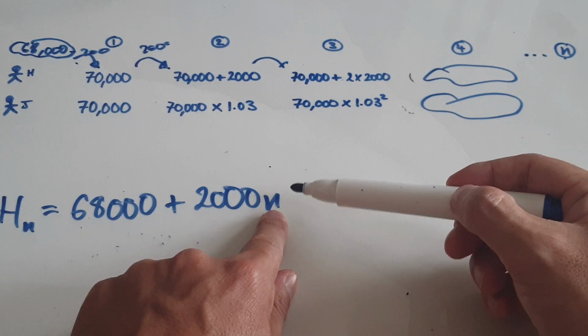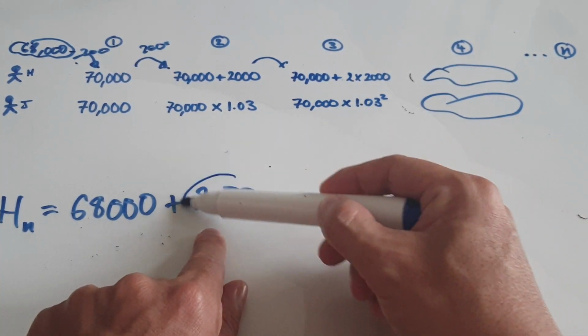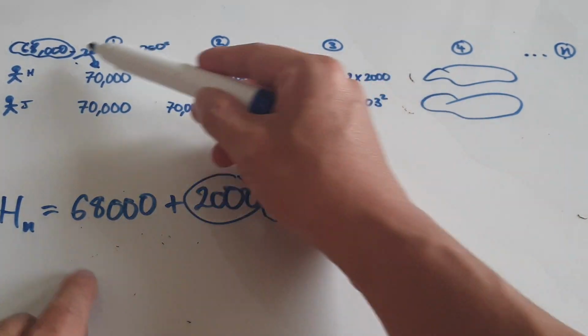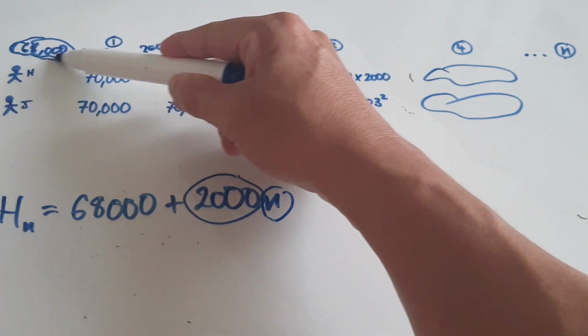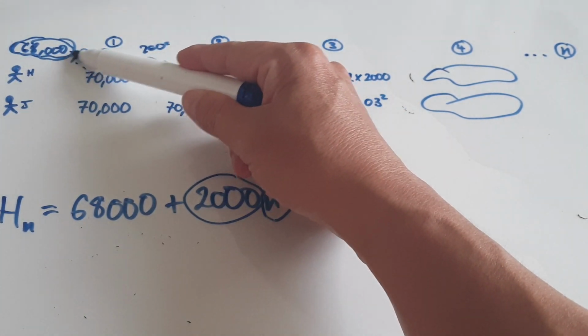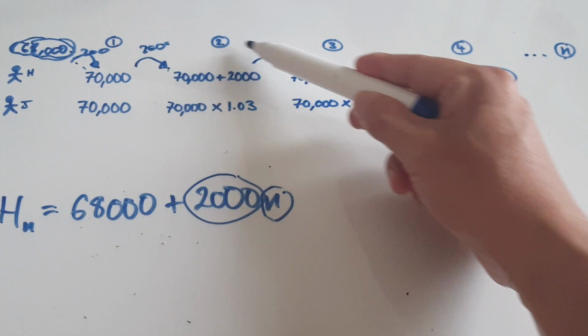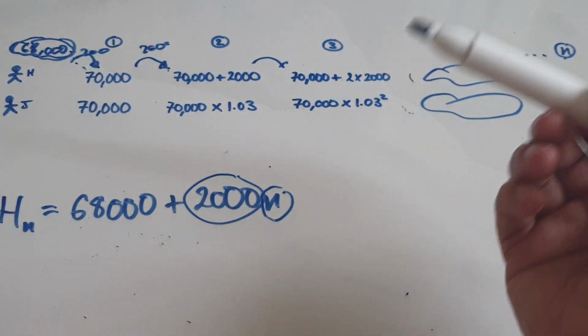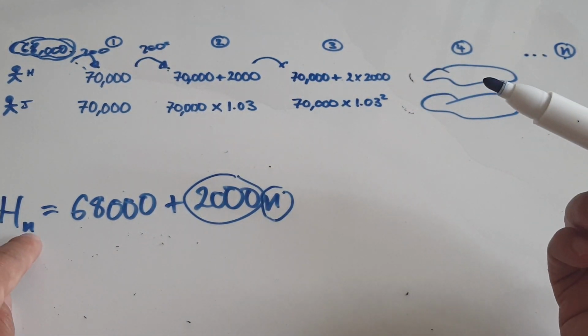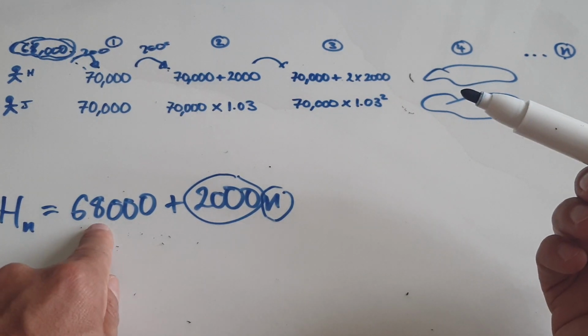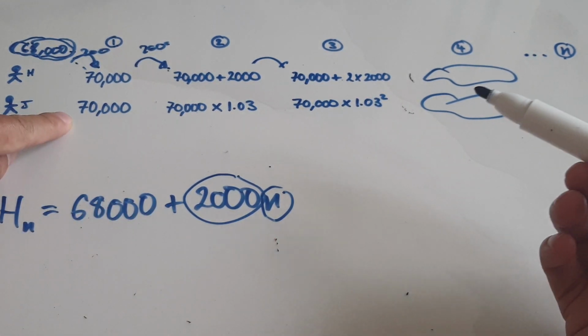Let's look at when n is 3. When n is 3, it means you jump 2,000 3 times. So look, if you can figure out this special number here, you jump 2,000 3 times. 1, 2, 3. That would take you to here. So the formula for Helen's salary for any given year would be given by this. Now let's look at Jane.